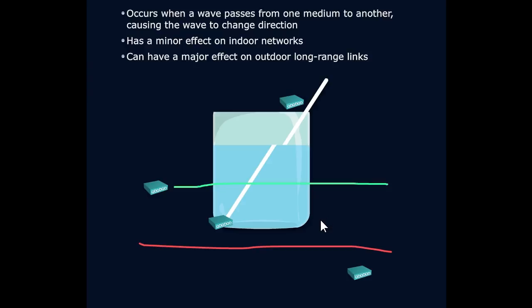You're not going to typically see this in a short range local area network type of situation, but refraction is something to watch out for in long distance situations where humidity actually changes the consistency of the medium of the air from one place to another, causing refraction.